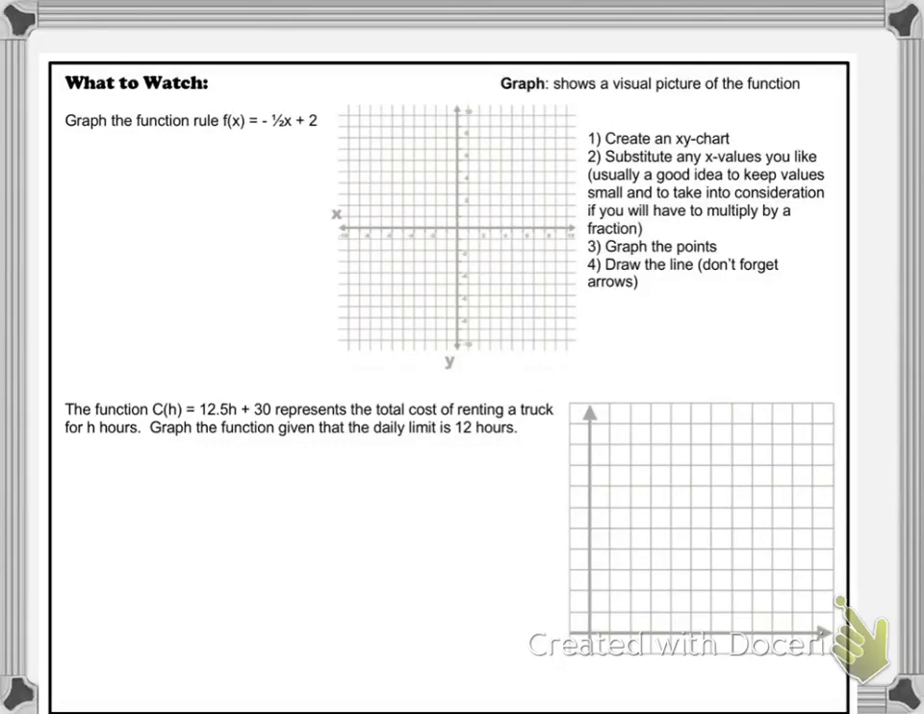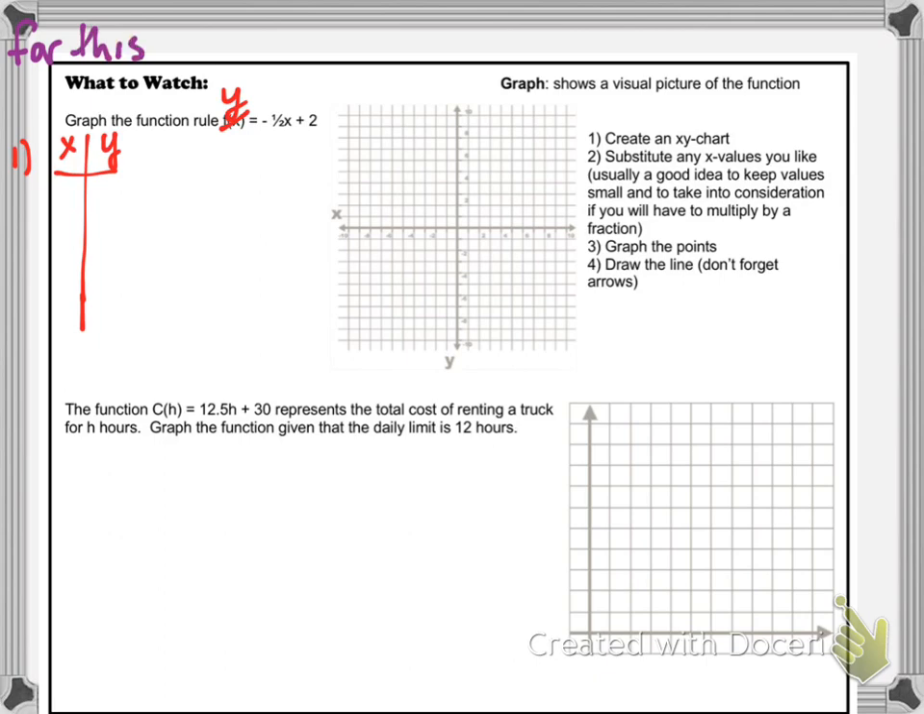All right, here's lesson 3, graphing functions. So, step 1, we want to create an XY chart. There will be a lot of special functions that we learn more clever ways to graph, but you can always make an XY chart or a T chart. So just think of the f of x as your y. That's why I crossed it out there. And make an XY chart.